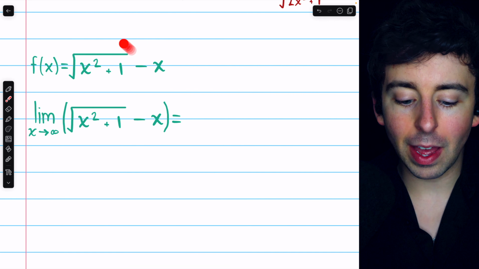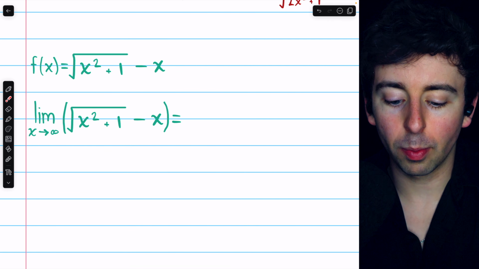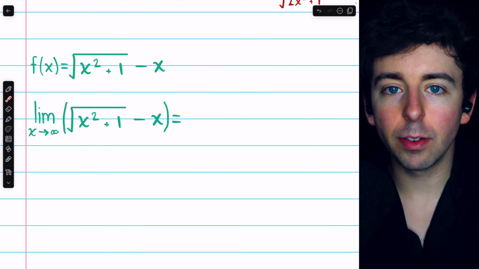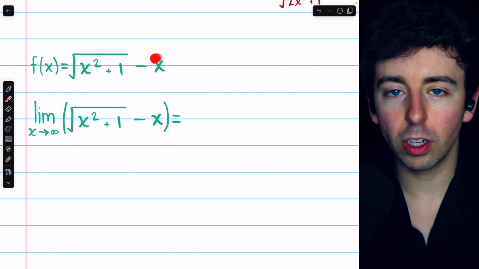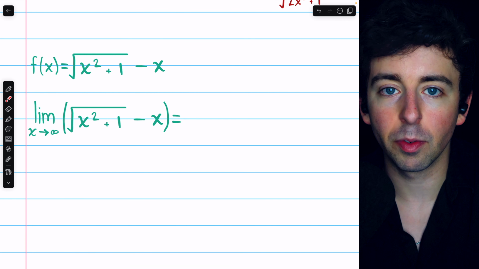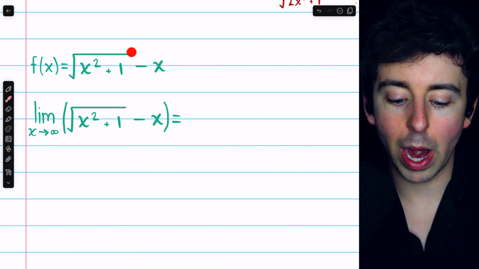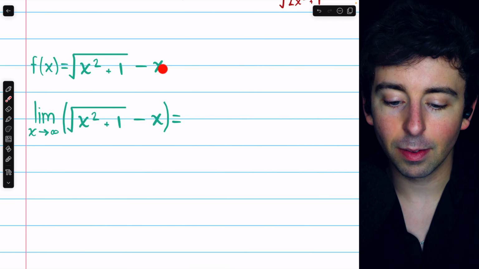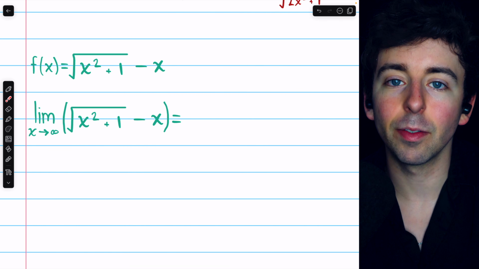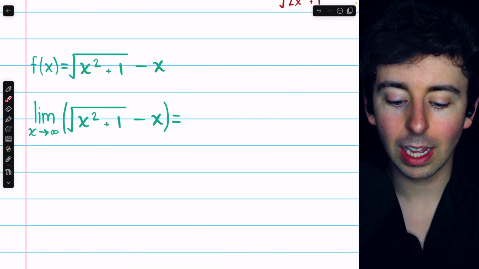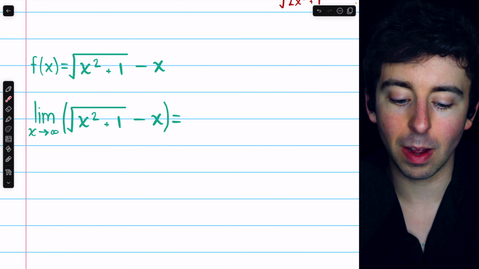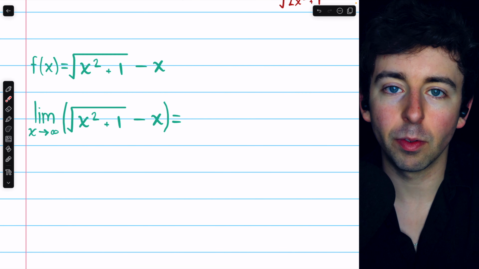Next, f of x equals the square root of x squared plus 1 minus x. As x goes to negative infinity, it's clear that this function just diverges to positive infinity, because certainly the square root would be a positive number, and then we are subtracting x. But remember, in this case, x is negative as x goes to negative infinity. So we would just be adding an arbitrarily large number to this positive number. It would diverge to positive infinity.